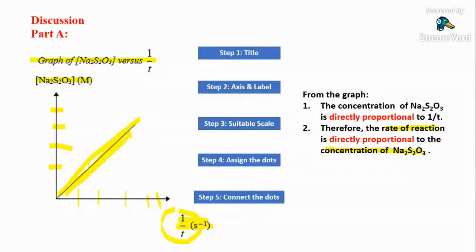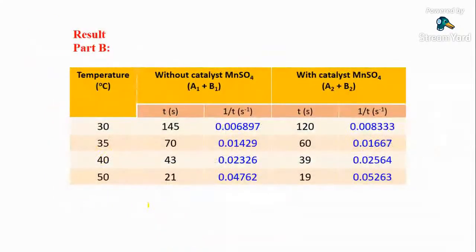Okay, now we proceed to the next. This is the result for part B. The calculation for part B is much easier because you just need 1 over T, so 1 over the time. So you get this kind of result.